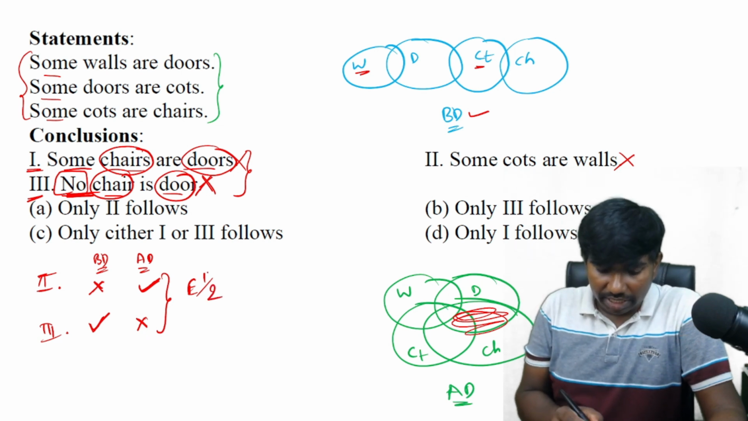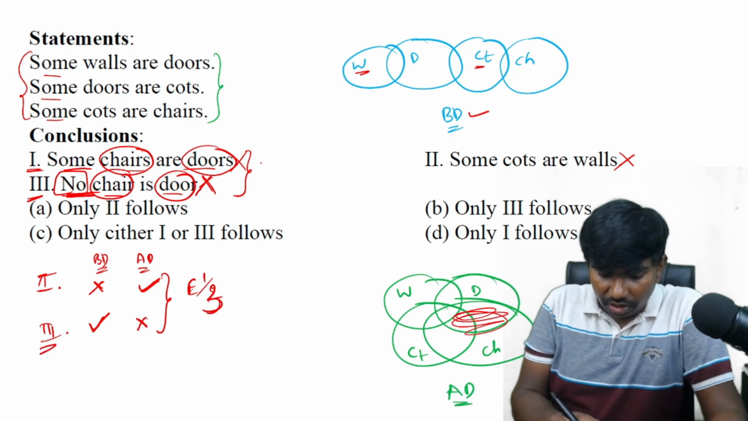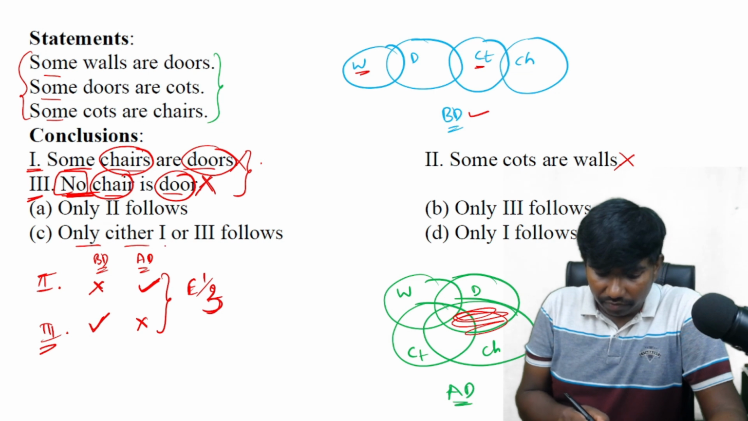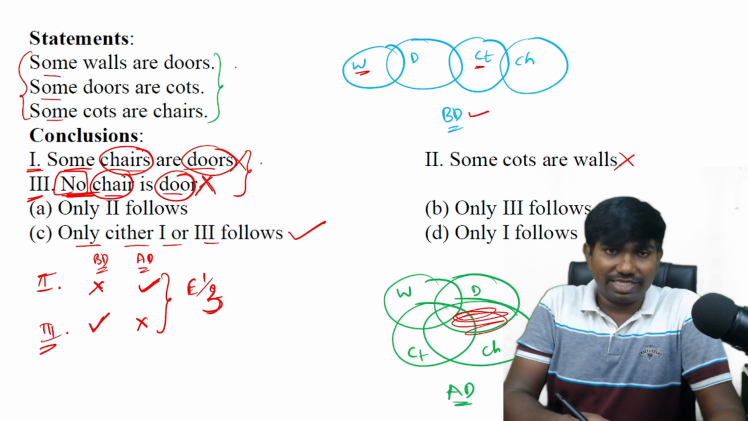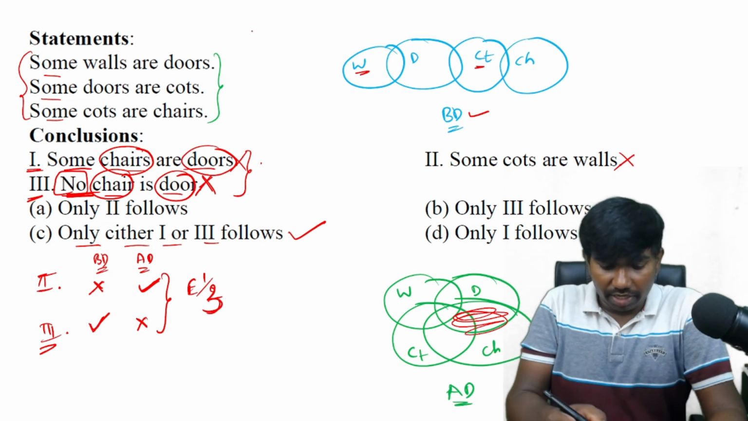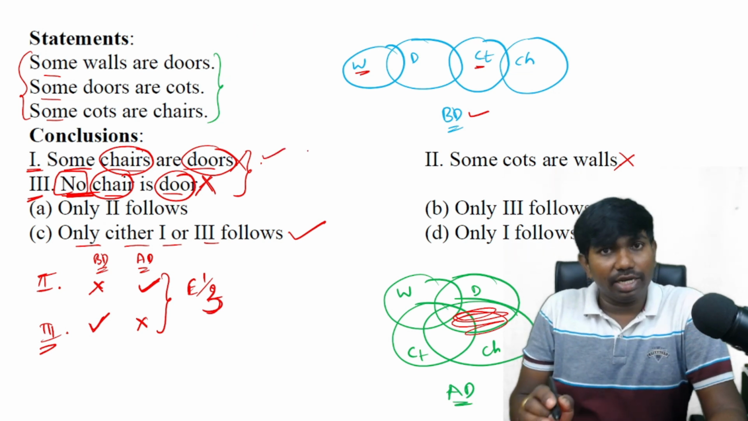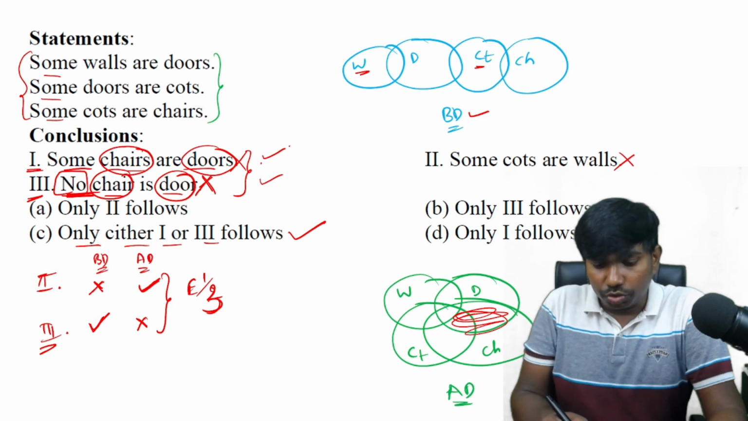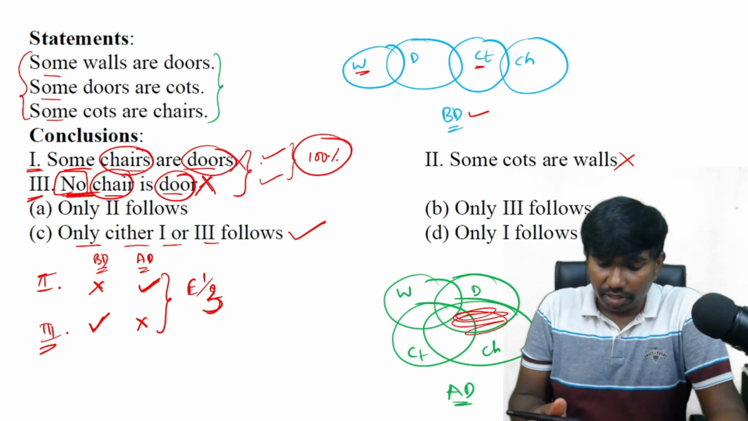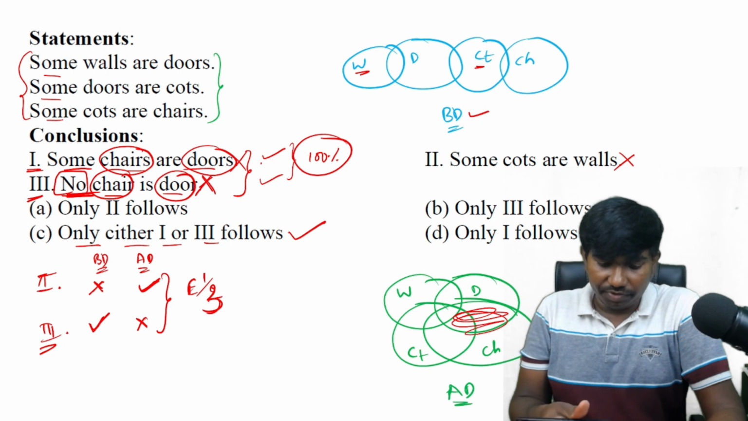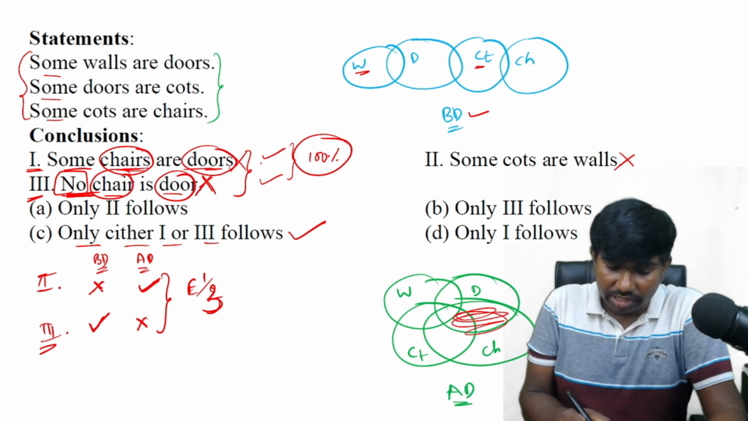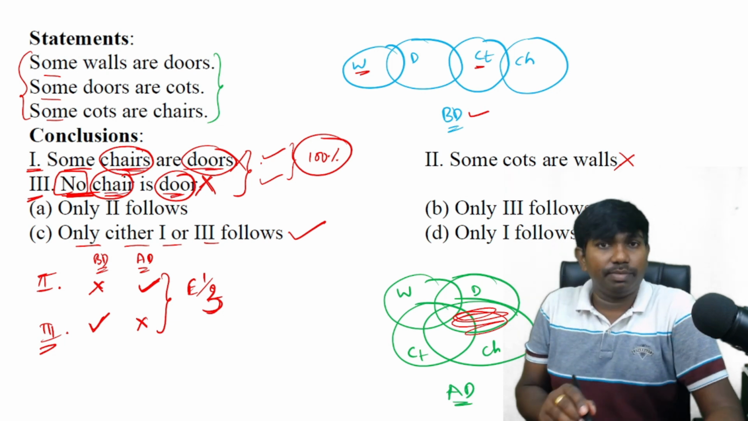So the answer for this question is either conclusion 1 or 3. Only either 1 or 3 follows. That means if you check all the possible diagrams, in half of the diagrams the first conclusion is true and in the other half the second conclusion is true. Together they give you 100% of the diagrams, 100% possible cases. Half of the possibilities first is true, half of the possibilities second is true. And we should do all these things only when the same pair of elements is there. Okay, chair and door, the same pair is there, that's why.